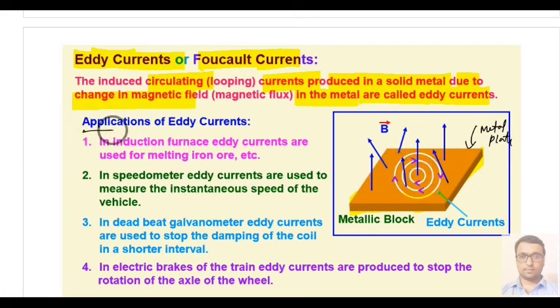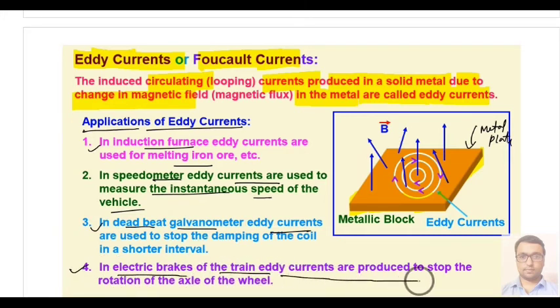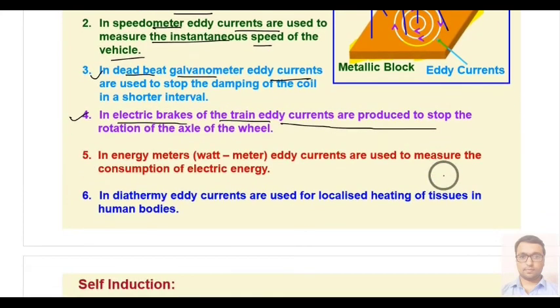So what are the applications of eddy current? Eddy currents are used in the induction furnace, for which we use iron etc. In the speedometer, eddy currents are used to measure the instantaneous speed of a vehicle. Then we have the dead beat galvanometer, and after that the electric brakes of the train, where eddy currents are produced. In magnetic braking, eddy currents are produced.